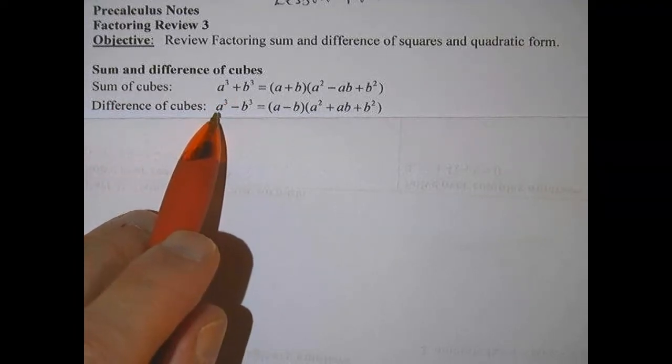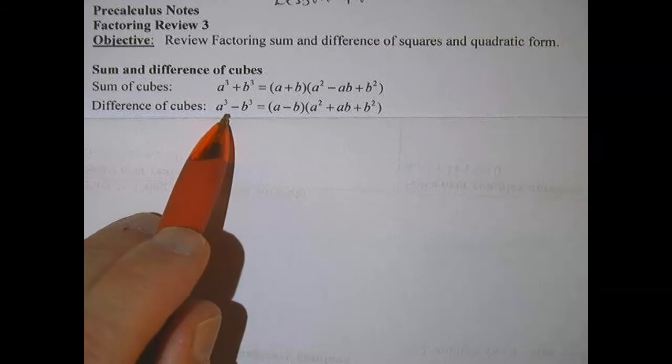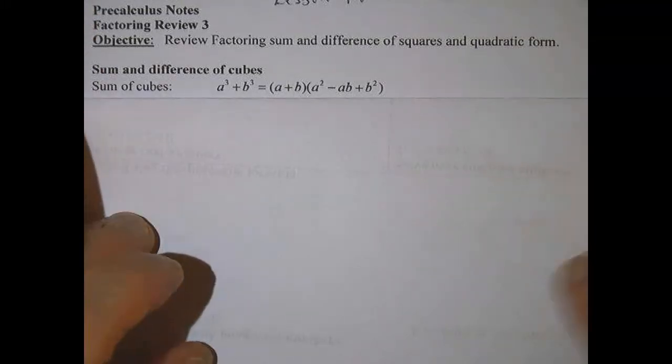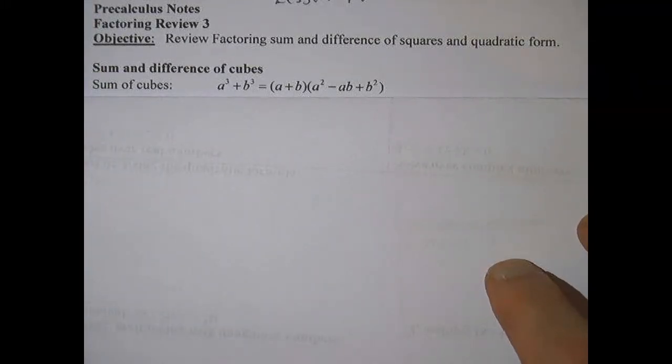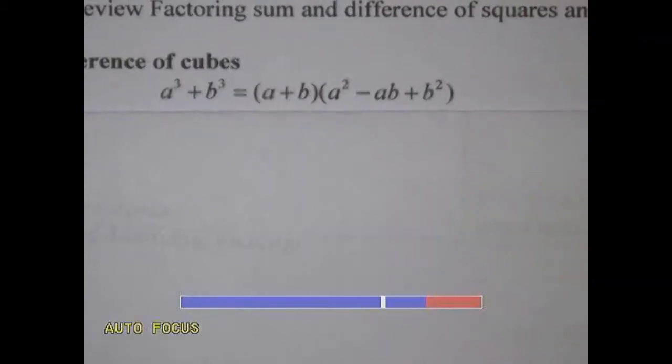Now, unlike with squares, there is a formula for both. With the difference of squares, there's a formula for the difference, but there is no sum of squares formula for factoring. You can't factor a sum of squares. Now let's first take a look at one of these formulas. Let's look at the sum of cubes, and let's just make sure that it works.